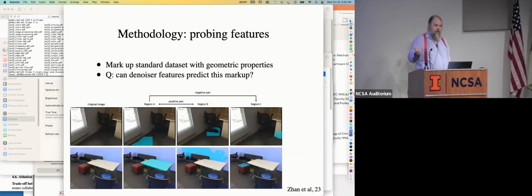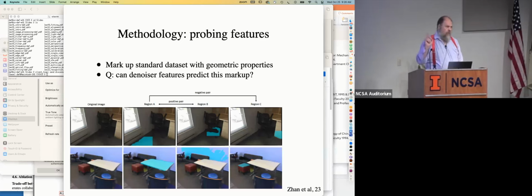The methodology is kind of fun. They're going to mark up a standard data set with geometric properties. And then they're going to ask, lurking around in that denoising process somewhere, are there features that predict the markup? So the kind of markup you can do is, in this case, are these two patches on different planes? Or, sorry, the same plane.